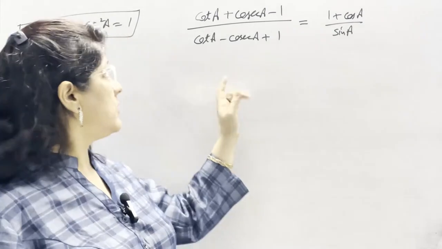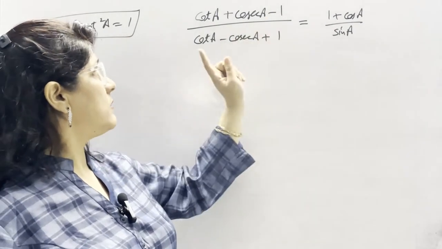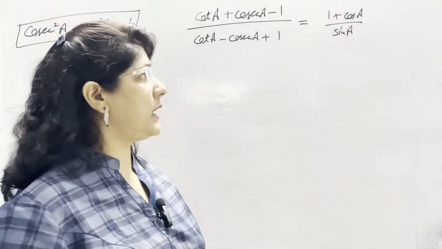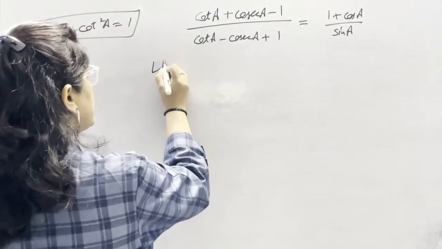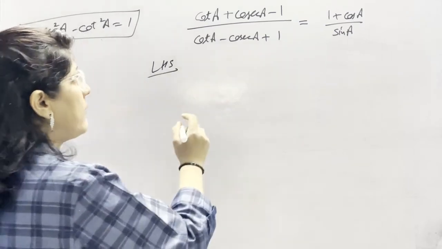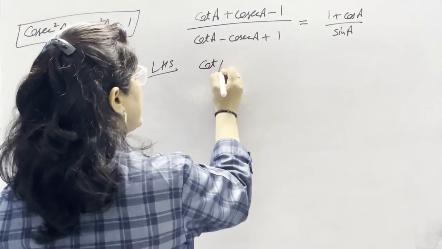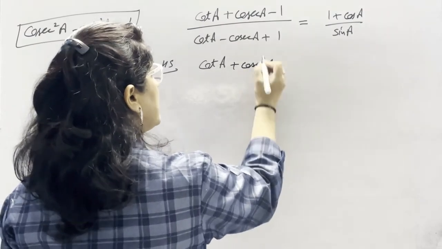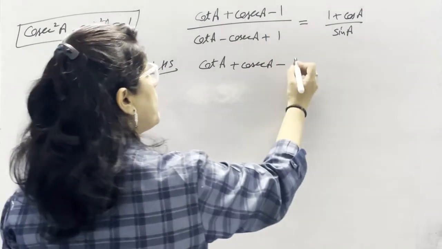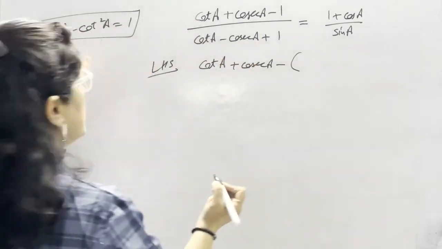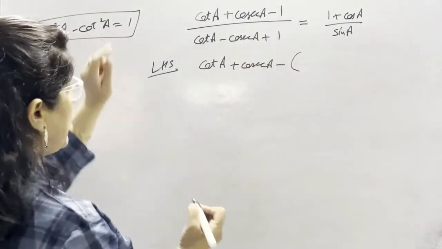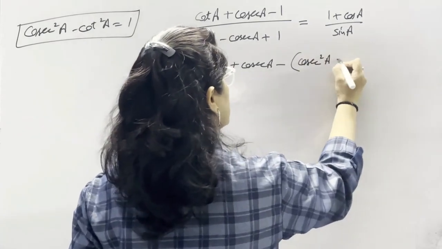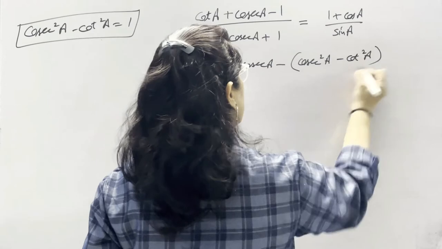This is our next question. Cot a plus cosec a minus 1, upon cot a minus cosec a plus 1, is equal to 1 plus cos a upon sin a. Starting with LHS, here we need to apply one trick, otherwise this question will be very lengthy. Cot a plus cosec a as it is, and instead of this 1 we need to apply the identity of 1 from the third identity, cosec square a minus cot square a.